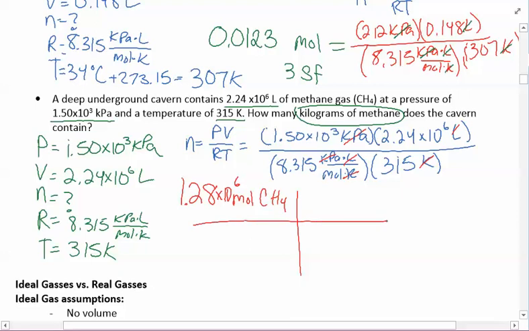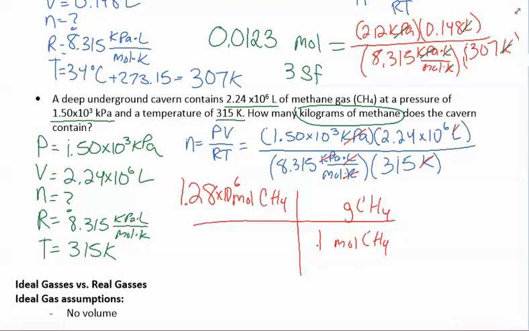So we do have to do a quick mole conversion to go from moles of methane to grams of methane. So to go to grams, this is where we use molar mass on the periodic table. We would add up 1 carbon and 4 hydrogens, which would be 16.05. So we're going to take the number we got and multiply it.